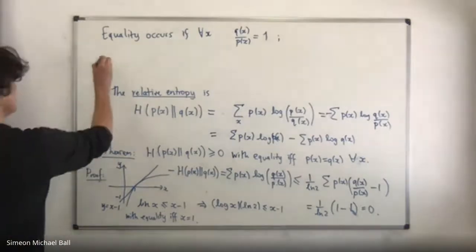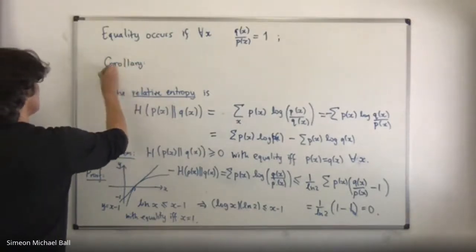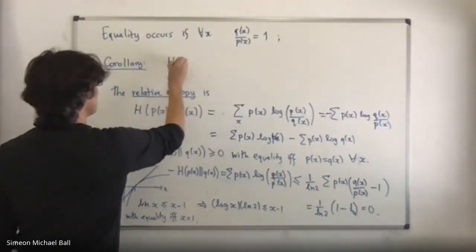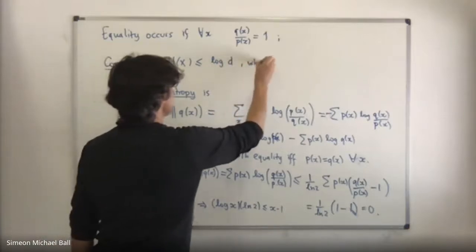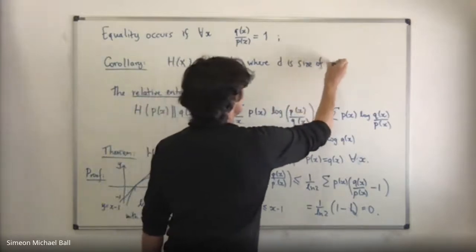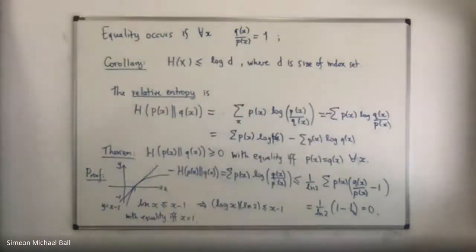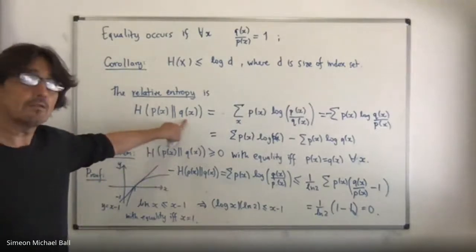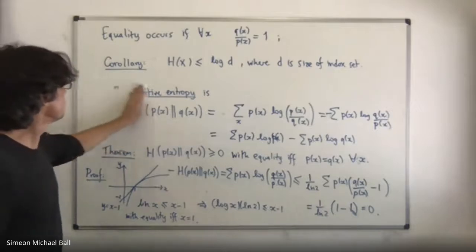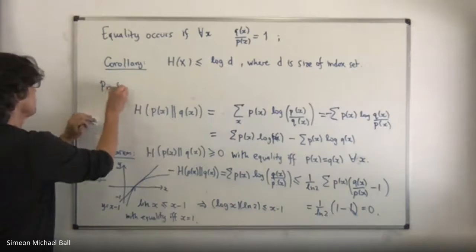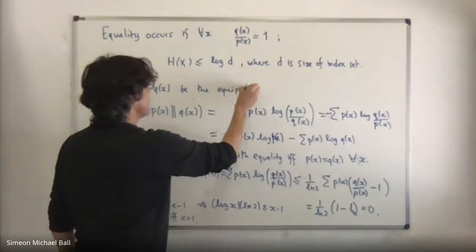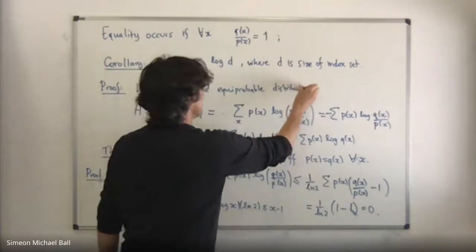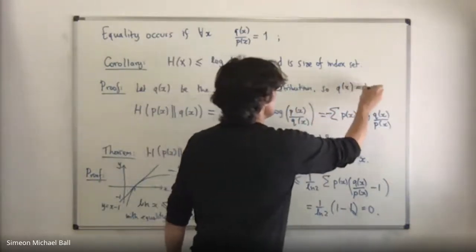Well, this has a very nice property, which we will use a lot, and that is that the entropy is therefore related to the logarithm of d, where d is the size of the index. And to prove this corollary, what we do is we now put in Q to be the equiprobable distribution. So let Q of x be the equiprobable distribution. That means Q of x is equal to 1 divided by d for all x.